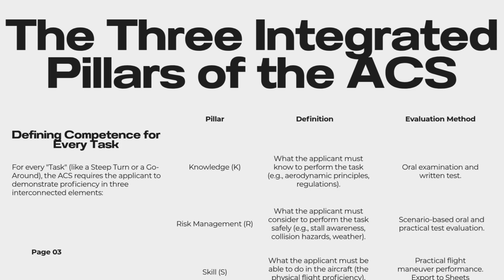The three integrated pillars of the ACS. The three core pillars are applied to every single task on a practical test, from a simple ground reference maneuver to an emergency procedure. The examiner is going to be required to evaluate your knowledge, risk management, and skill. Knowledge is what the applicant must know to perform the task. Risk management is what the applicant must consider to perform the task safely, and skill is what the applicant must be able to do in the aircraft.